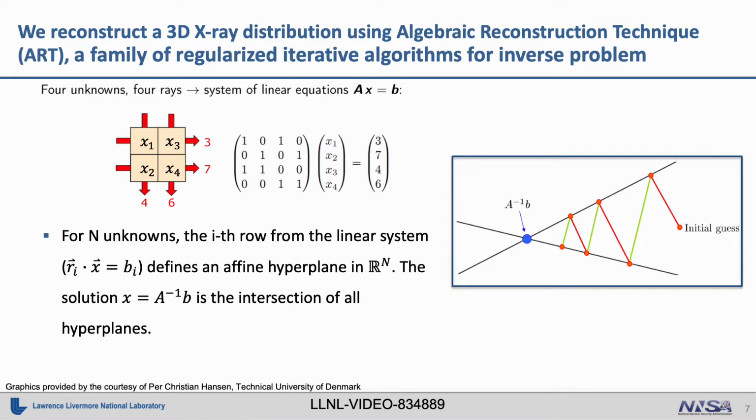And just to give more details on ART, which is a family of regularized iterative methods for discretized under-constrained inverse problems. So here is the matrix system that I showed in the previous slide. And for more unknowns, each row of the sparse linear system actually defines an affine hyperplane in a very high dimensional space where the solution lives, and the solution is exactly living in the intersection of all those hyperplanes. And ART works by iterating, bouncing between the hyperplanes in the very high dimensional space in order to iterate towards the solution.